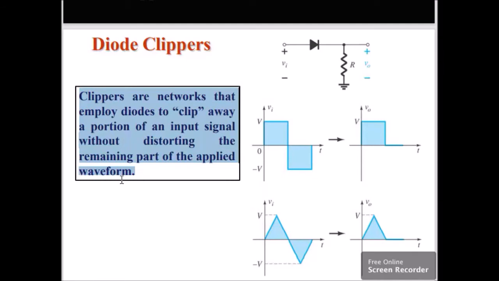So, meron tayong definition dito. Can you read with me? Clippers are networks that employ diodes to clip away a portion of an input signal. Ayun, kiniklip na yung portion ng input signal without distorting the remaining part of the applied voltage. Na hindi niya ginagalaw yung natitira. Ibig sabihin kung meron ka ditong, say for example, VM natin dito is 50 volts. Example lang ha. So meron ka ding 50 volts dito. Okay? Hindi mo na-distort yung hindi na-clip na part. Talagang tinatanggal mo lang talaga basically itong some part.